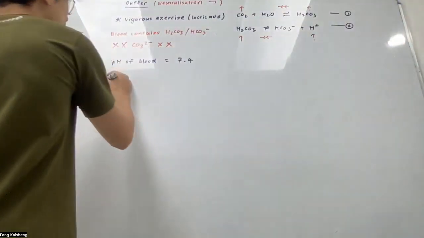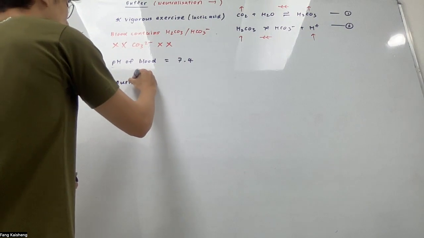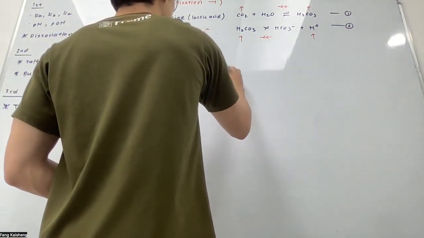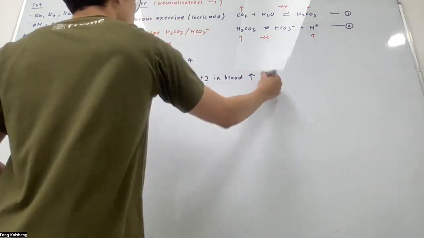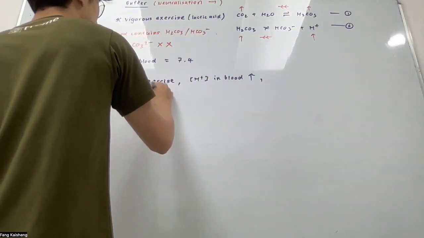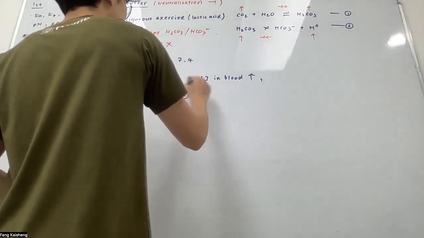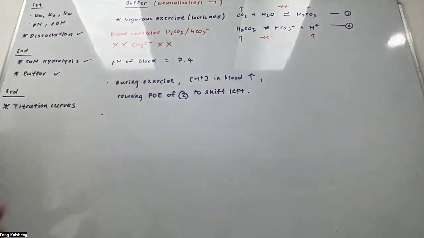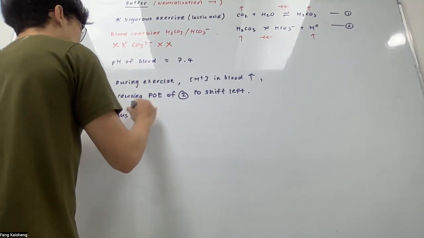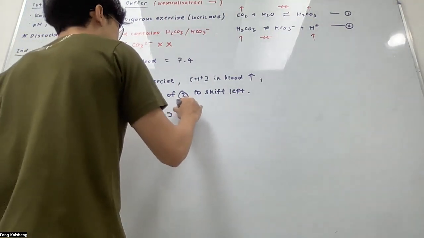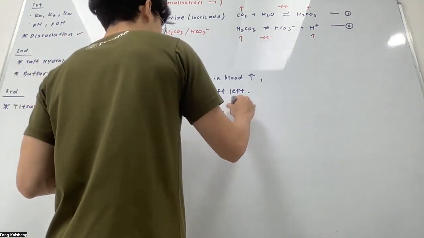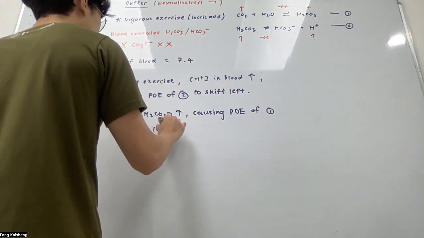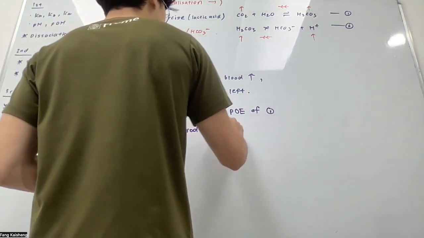So come, let's take a look. The first point is just telling me that during exercise, concentration of H plus in the blood increases, causing the position of equilibrium of equation 2 to shift left. Very simple stuff. Then you will produce more H2CO3. So thus, concentration of H2CO3 increases, causing POE of equation 1, so you need to always specify which equation, to also shift left, which in this case produces more carbon dioxide.